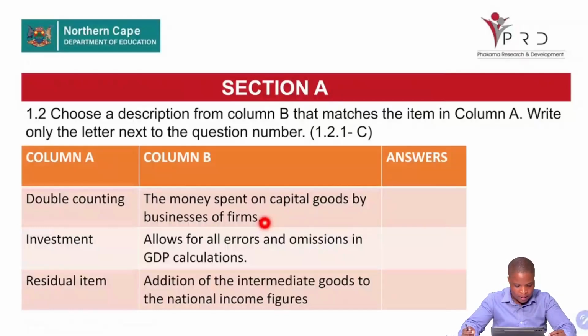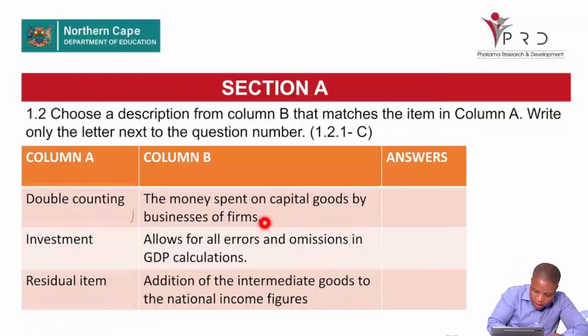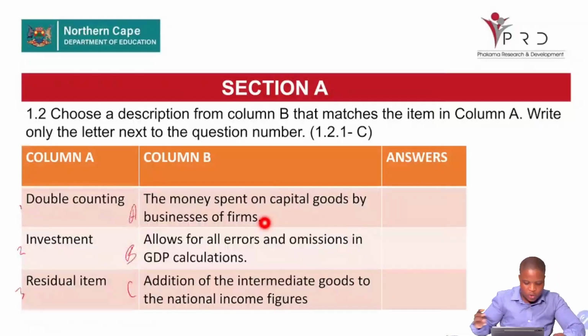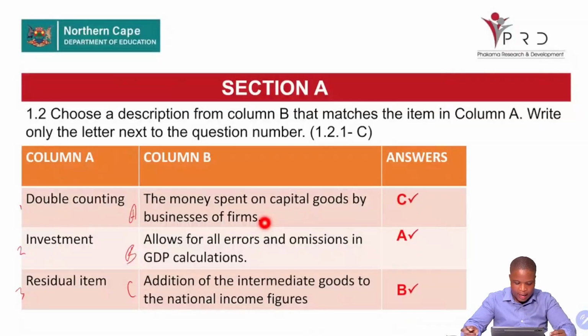So this will be your A, B, C, 1, 2, 3. First question there is double counting. We avoid that when we are doing our production method. Addition of intermediate goods to the national income figures will be double counting. If you are adding intermediate goods on our national income figures, that is double counting. Investment will match with A, the money spent on capital goods by businesses, right?